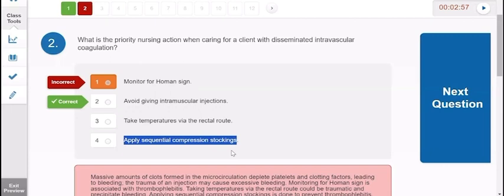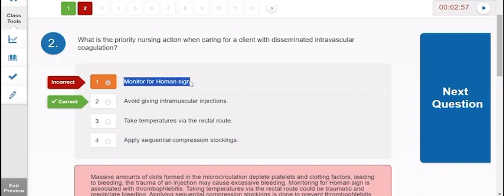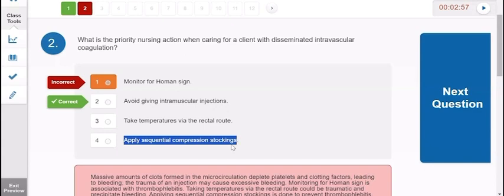When you're unsure, only in these circumstances, sometimes they're going to ask you to differentiate between two statements that are very similar. So for this one, make sure you understand that. The reason why it's this one is not only because it's circulation, airway, breathing, circulation, but monitoring for Homan sign is just for a future blood clot. Applying sequential compression stockings is to prevent a future blood clot.